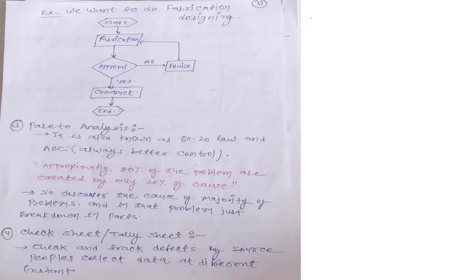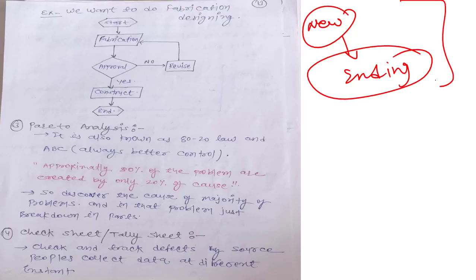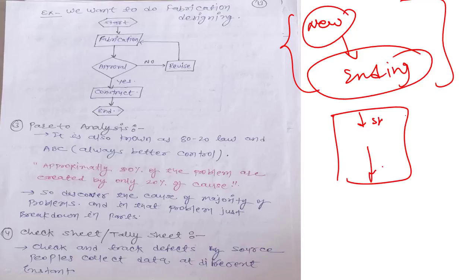For example, we are creating a new product. From the starting to the ending of this product, we need to make a flowchart. What process we are going through, on paper we are creating a flowchart, from the starting to our ending step, how we can follow it and achieve our proper quality.